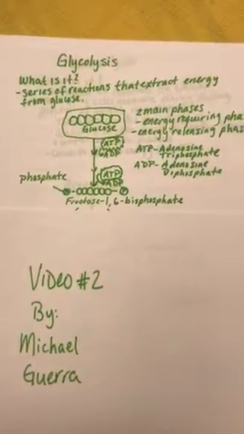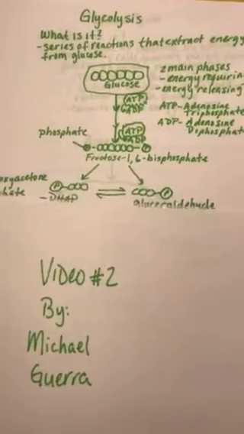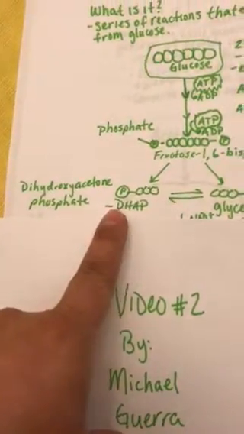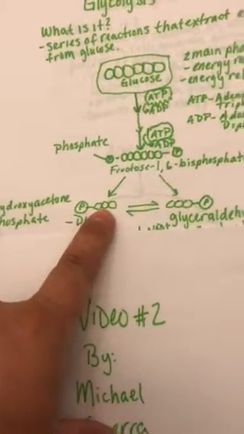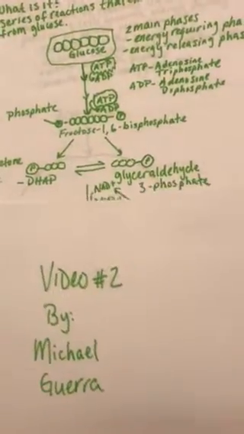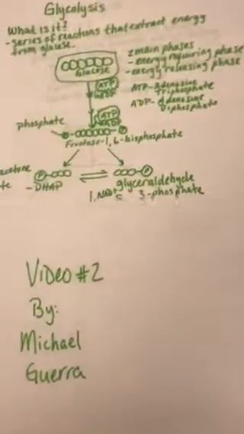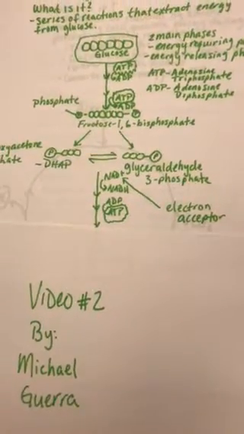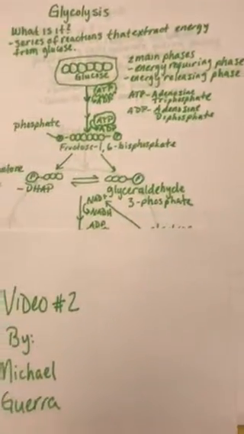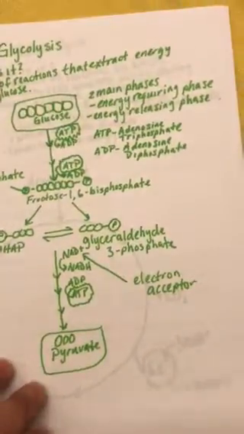Now in order to continue, what actually happens is that the glucose molecule splits in two. So the first one splits into a dihydroxyacetone phosphate with the 3 carbon molecules, and another 3 go with the glyceraldehyde 3-phosphate. From there, we need NAD+, which is an electron acceptor, and continuing along the second phase of the energy releasing phase. And eventually we get to pyruvate.